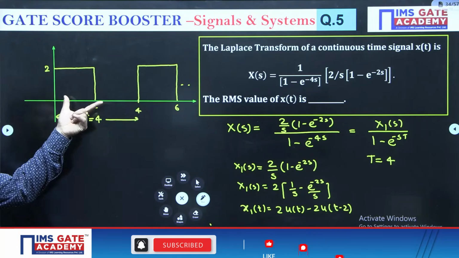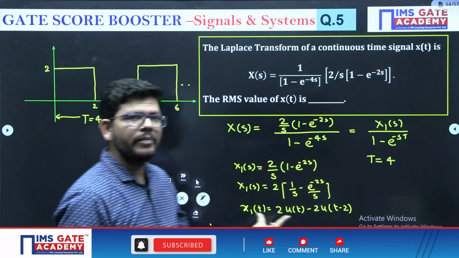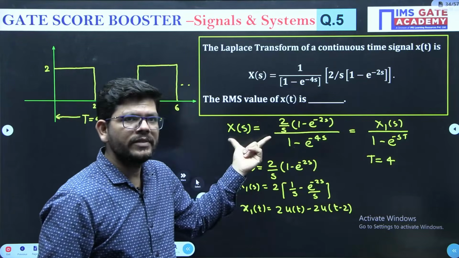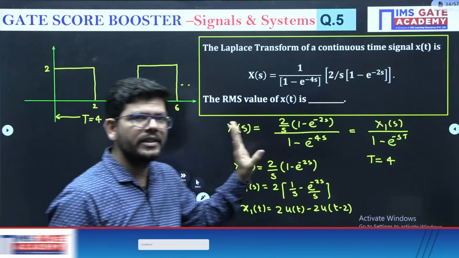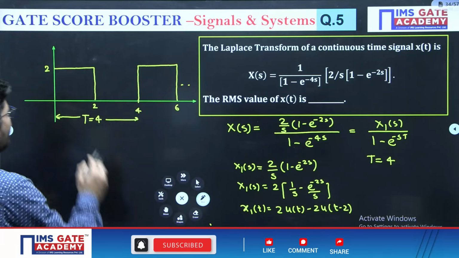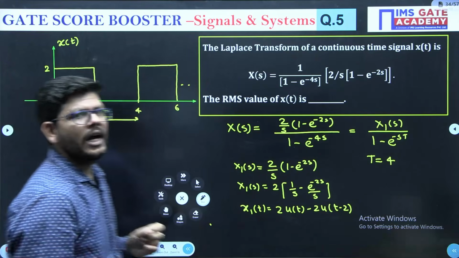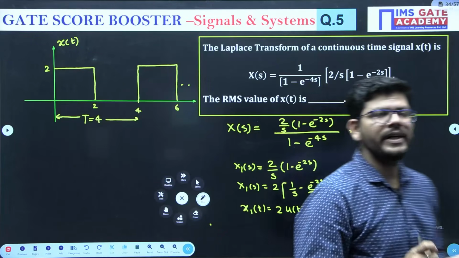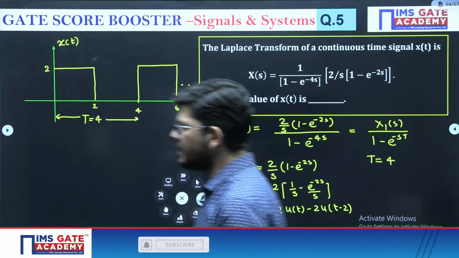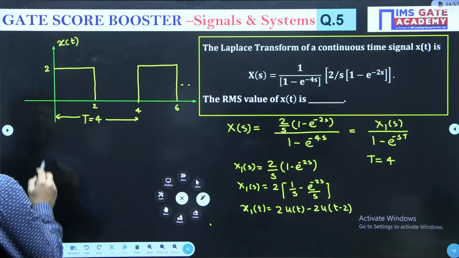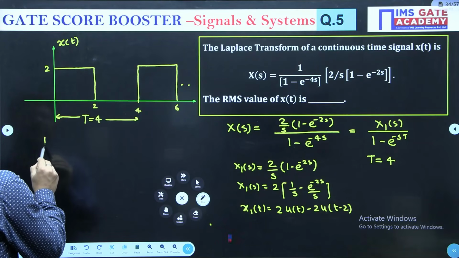So you have the signal value for the one time period. You have taken the transform only for the first time period part of the signal, and then you have put it in this formula to get the transform of a periodic signal. This is the property. So by the way, you got your signal x(t), which is a periodic signal. Now you have to tell the RMS value of this signal, right? So what is going to be the RMS value of this signal?